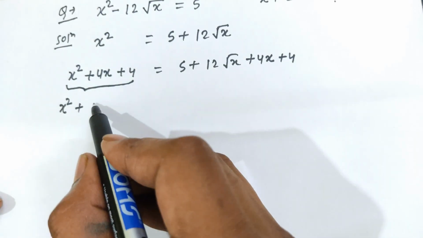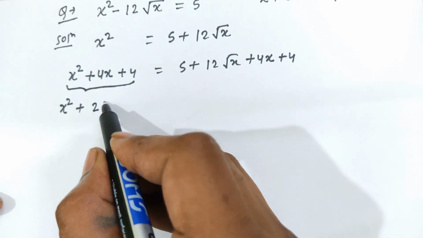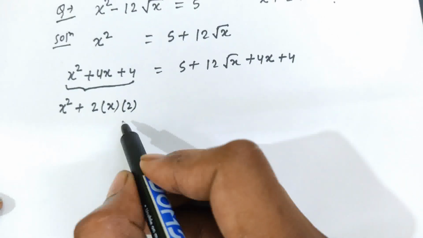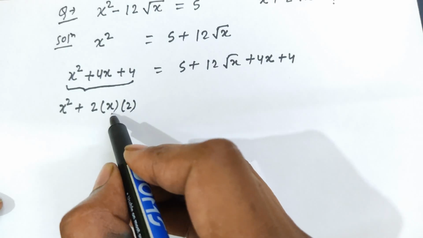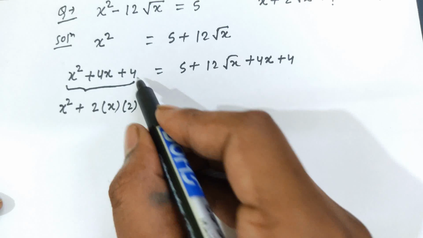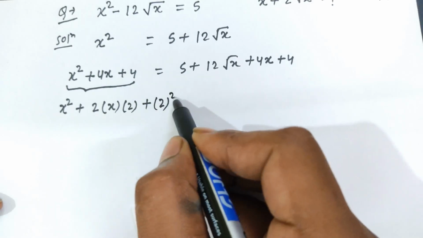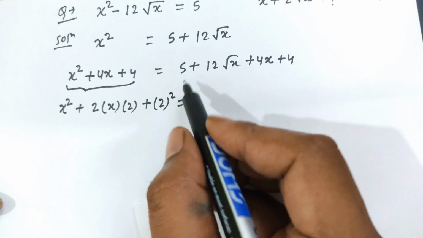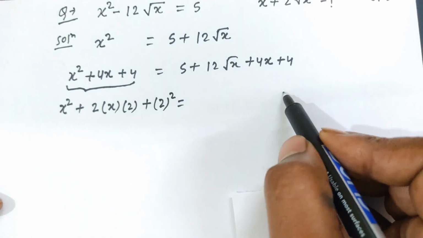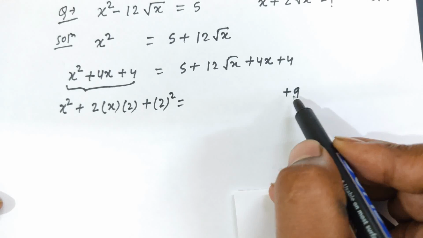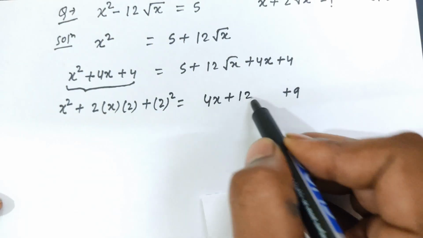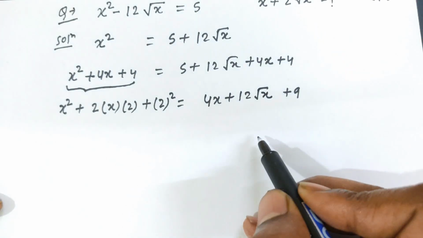4 times x is same as 2 times x and 2. 2 times x and 2 is 2 multiplied by 2, then we get 4 times x, plus 4 is 2 square, and this is equals to this expression 5 plus 4, that is 9. So we have here 9 and here 4 times x plus here 12 times square root of x.